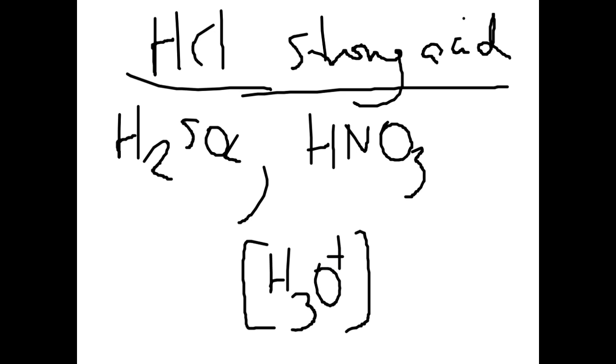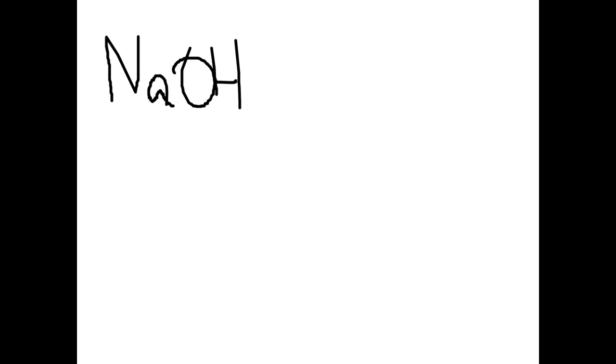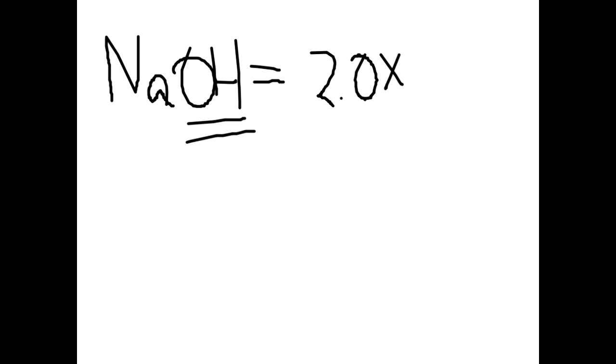H3O+ is the acid, and the base is the OH. But if it was saying the base, it'll give you what? The base is NaOH. Well, it has OH in it, doesn't it? That's the key. If I tell you the concentration of NaOH is 2.0 times 10 to the negative 2, then you should know that you have not the H3O+, you have the OH minus. You all get it now?